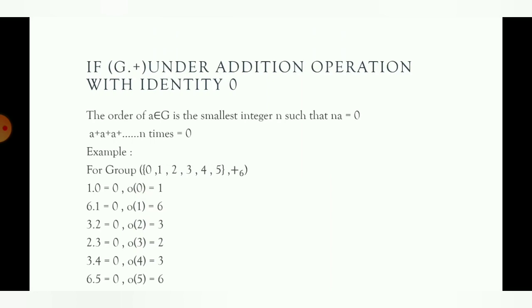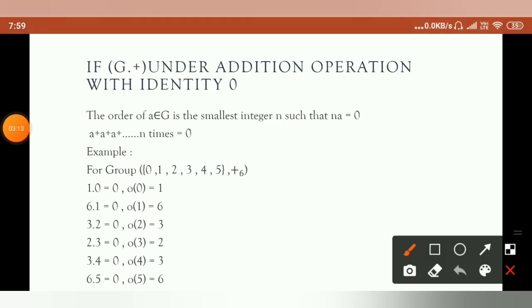Now these things we have discussed for the multiplication operation. If the operation is addition, then order of an element is the smallest integer n such that n into a is equal to 0. So when the operation is addition, we have to add a n times, and if it gives us 0, then n is the order of a. Right, now for addition operation we can check.